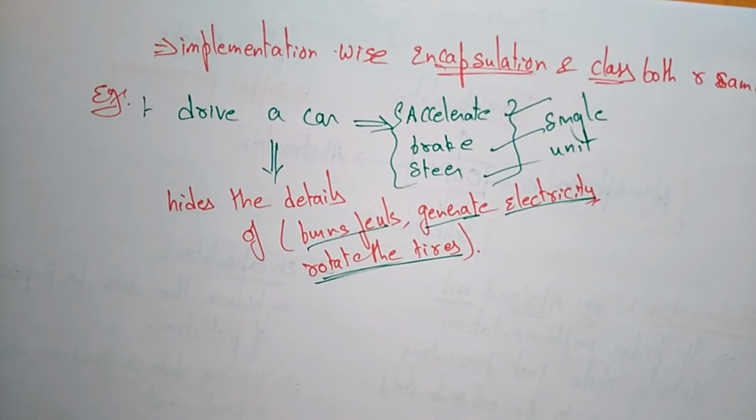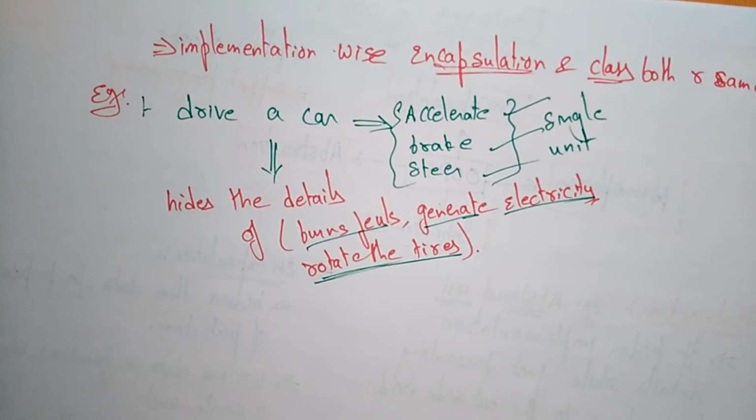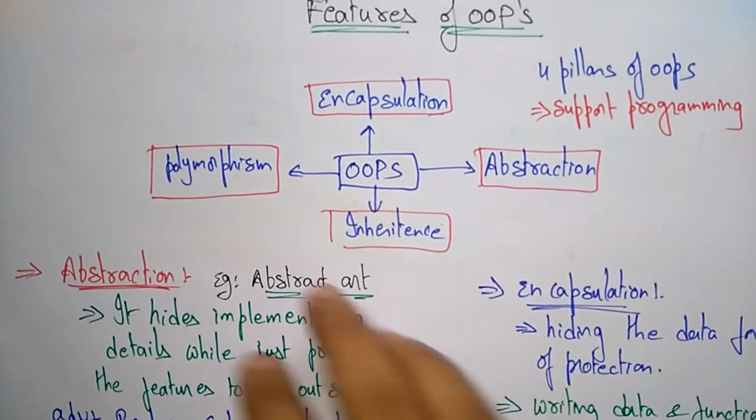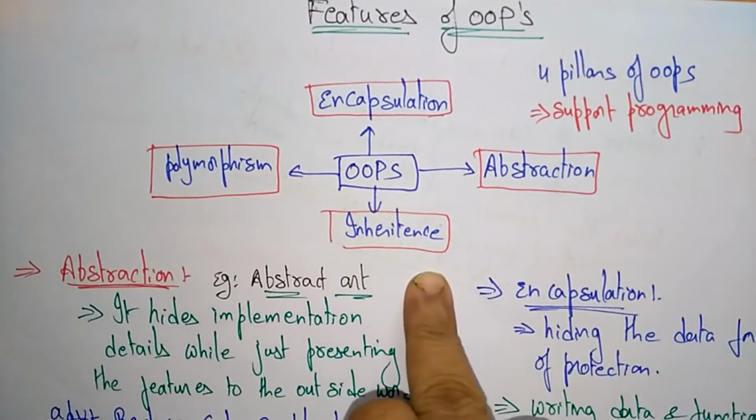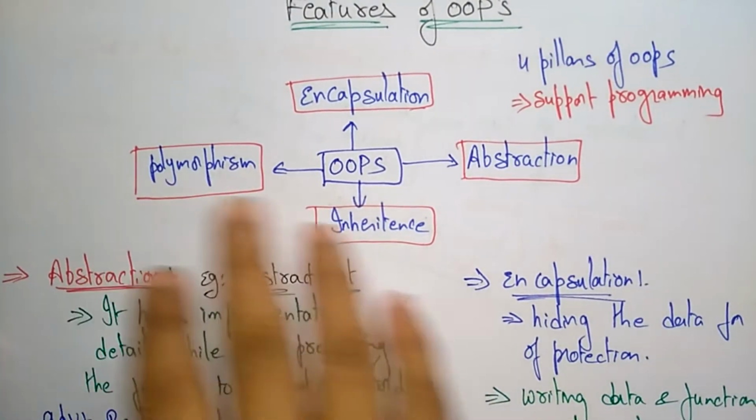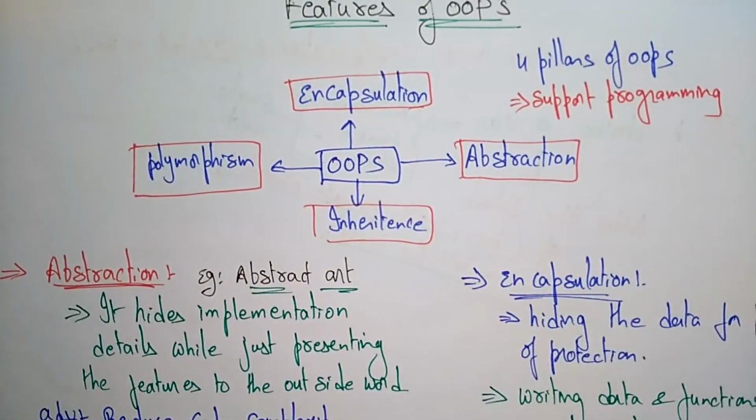In the next video we'll discuss the remaining two features. What are the remaining two features? That is polymorphism and inheritance. The remaining two pillars of object oriented programming will be discussed in the next video.